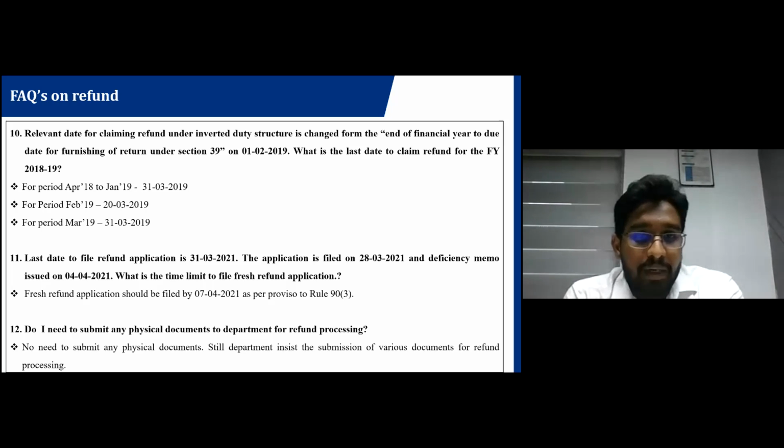Do I need to submit any physical documents to the department for refund processing? No, there is no need to submit any physical documents. The entire refund processing would be electronic only. If you start giving documents to the officer, the officer will ask for your total financials and tally data also.